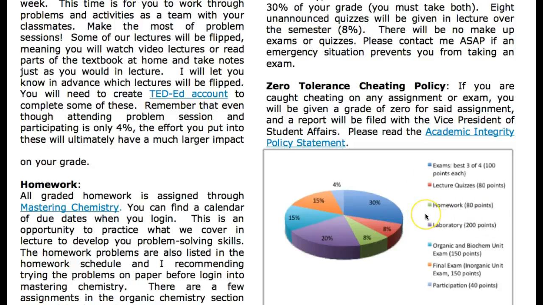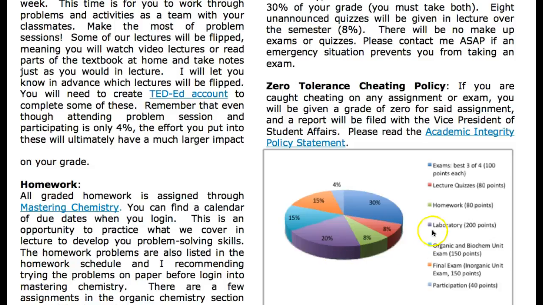Homework is going to be Mastering Chemistry, and the nice thing about that is that there are a lot of extra problems, and those are for extra credit. So the maximum is still 100%, but if you don't do so well on certain assignments, you have plenty of opportunities to make it up.